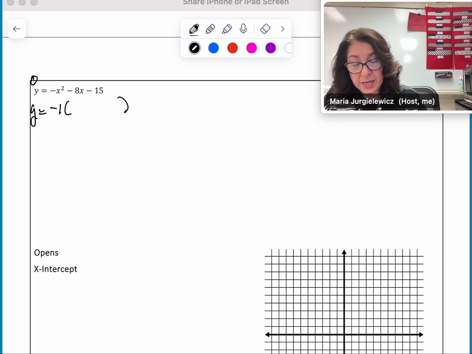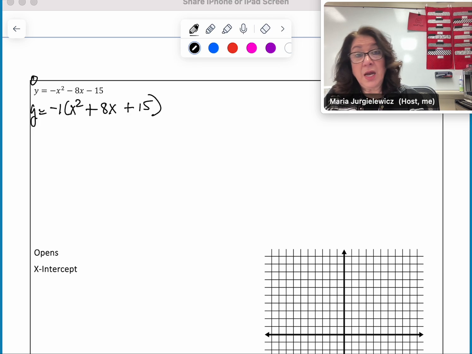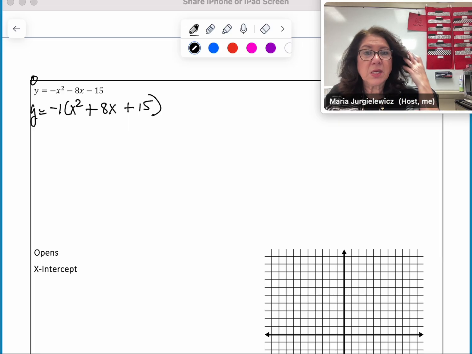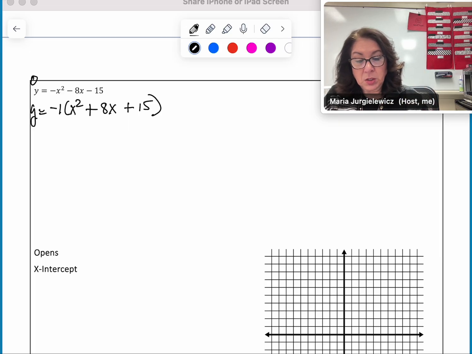So if I factor out a -1, I'm left with a positive x squared, a positive 8x, and a positive 15. And now it looks like all the other ones that we have always factored. Look at the parentheses. Do you have a greatest common factor? No. So then we're going to have to copy the a value, copy the c value, and split that middle.